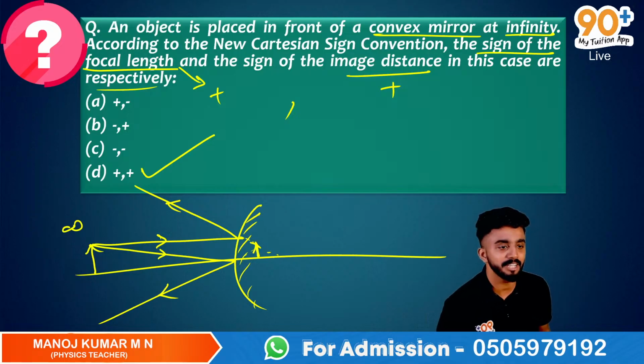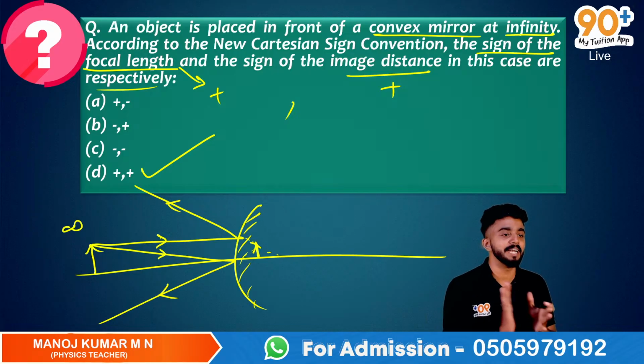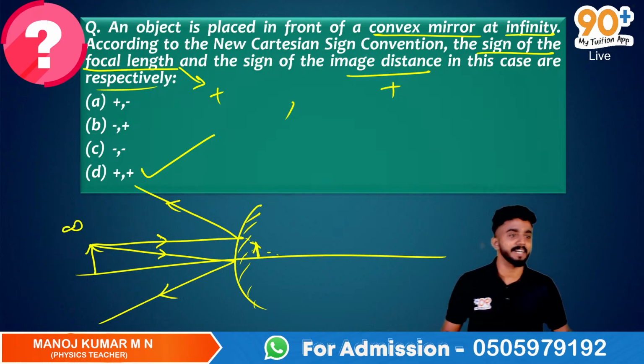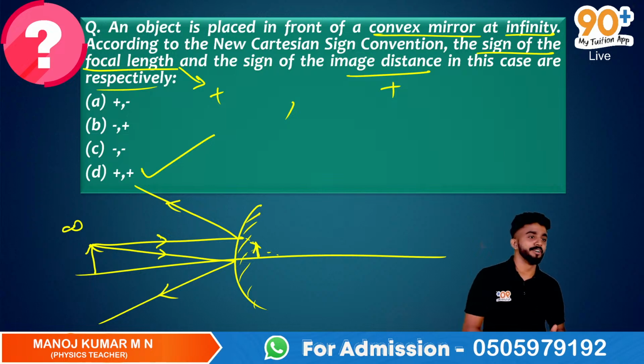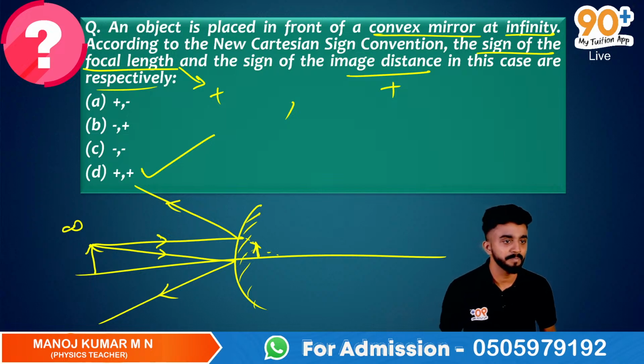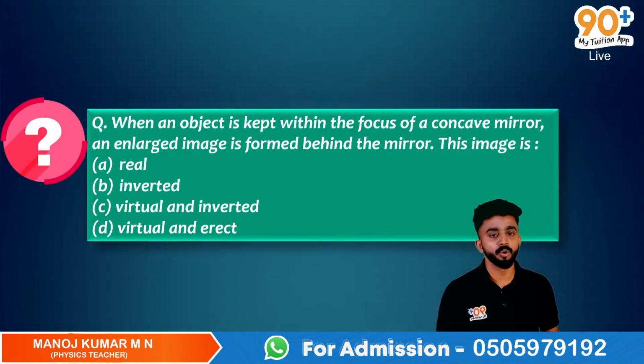How many of you have commented option D? Shritik has commented positive and positive. Very good, Shritik. Rio has commented option D. Very good, Rio. Rio and Shritik got the answer. Yes. So let me go ahead, guys.